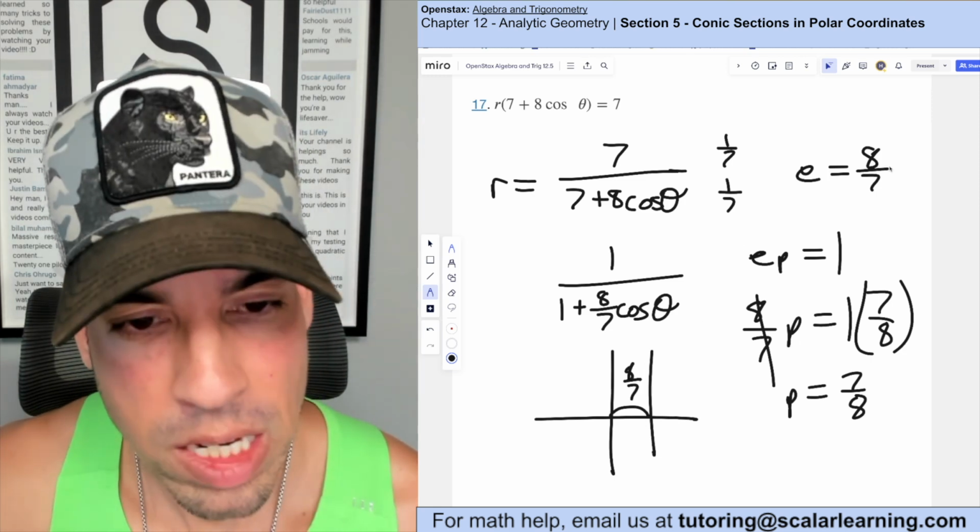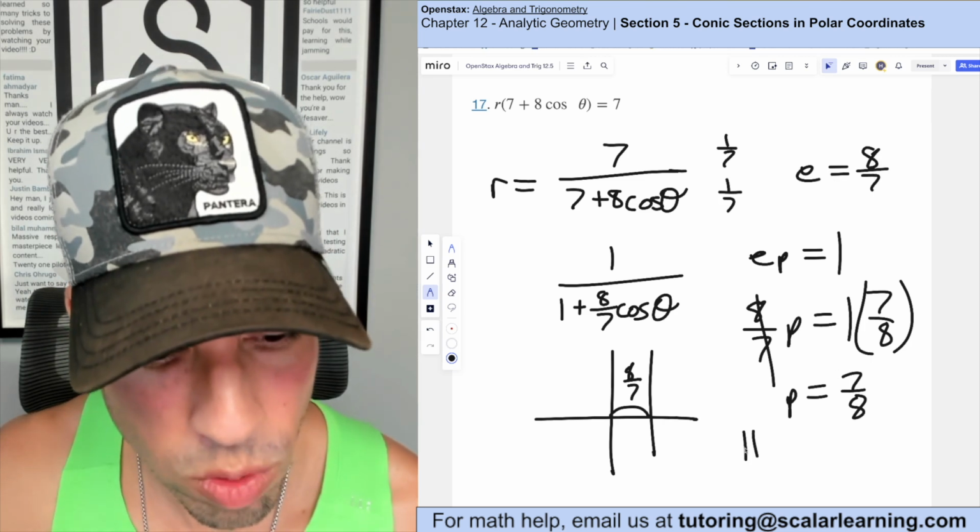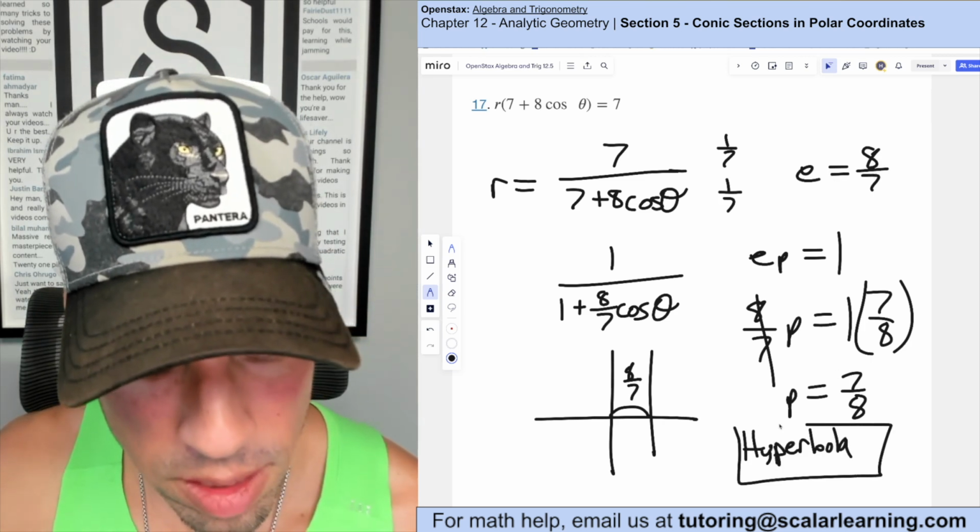And because we have an E value that is greater than 1, this is going to be a hyperbola. And that is how you do it.